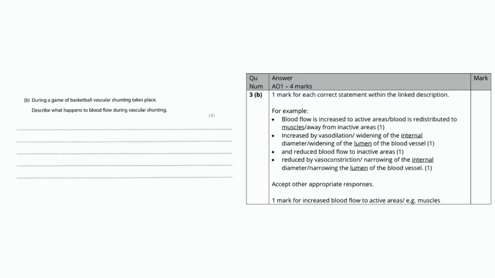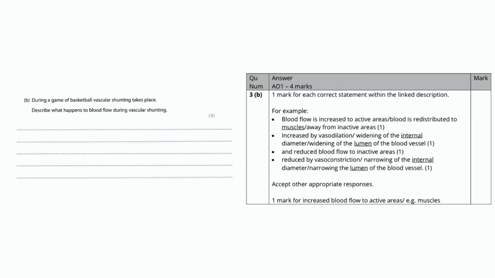The next question, during a game of basketball, vascular shunting takes place. Describe what happens to blood flow during vascular shunting. And that's a 4 mark question. So for the first mark, we need to let the examiner know what vascular shunting is. So you might put something along the lines of vascular shunting is when blood is redistributed to active areas during exercise and less blood is distributed to inactive areas.